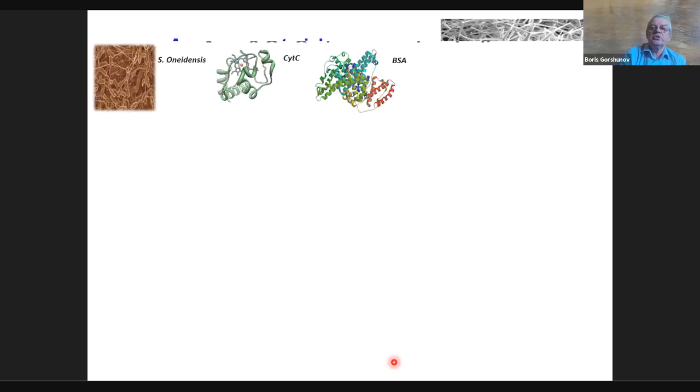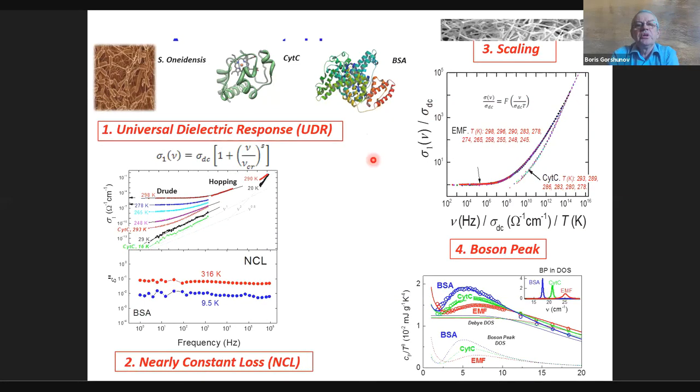I just want to briefly show our very first experience applying terahertz spectroscopy to biological materials. We studied these three substances, and immediately found in these materials four universal behaviors that are very well known in the condensed matter physics community. The first is the so-called universal dielectric response, given by this universal expression, the so-called Jonscher expression. The second one is the so-called nearly constant losses: over many orders of magnitude in frequency, the losses, epsilon double prime, are frequency independent, nearly constant.